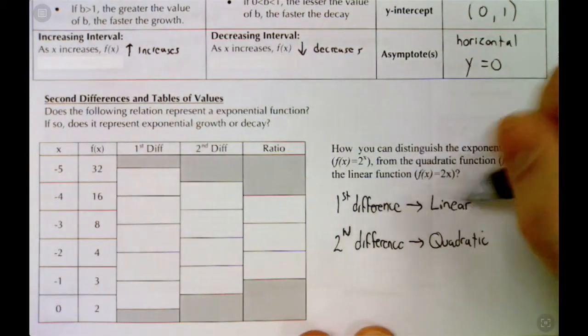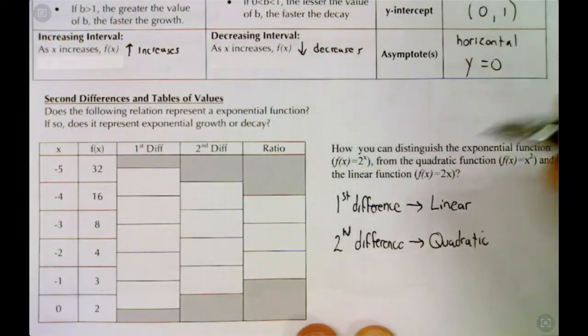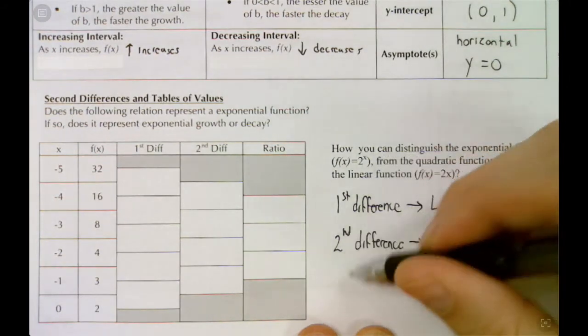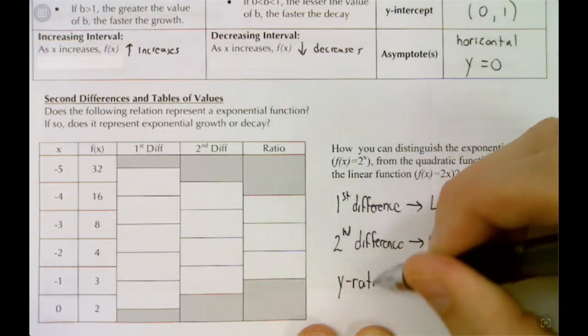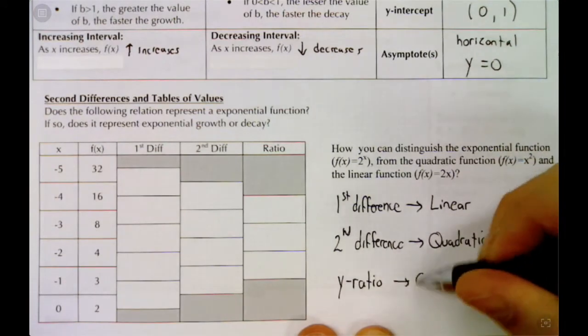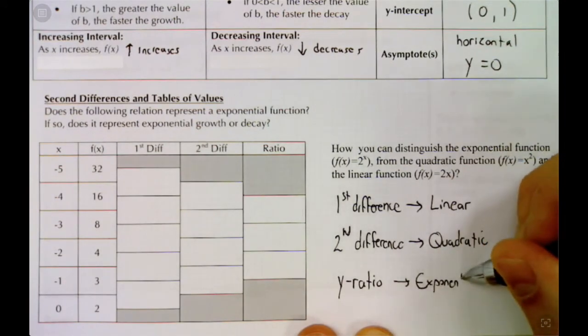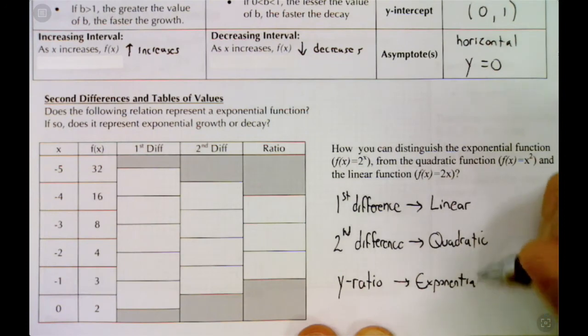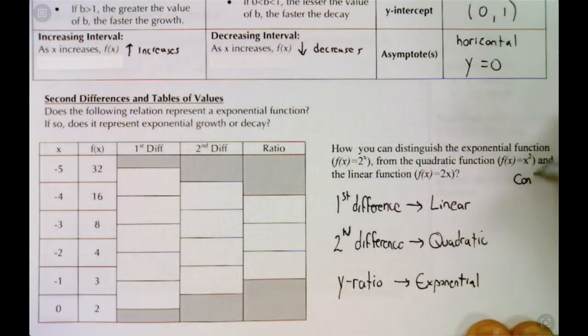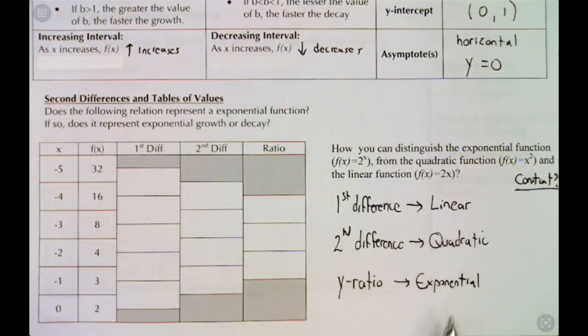But if they're not constant first differences, then we can look for second differences, see if they're constant. And if neither of those are constant, we can look at something called the Y ratio. And the Y ratio will tell us if it's exponential. And the question every time is, is it constant? So let's look at our table. We'll do first difference, second differences, and ratio, and we'll see if we have a linear, quadratic, or exponential relationship.